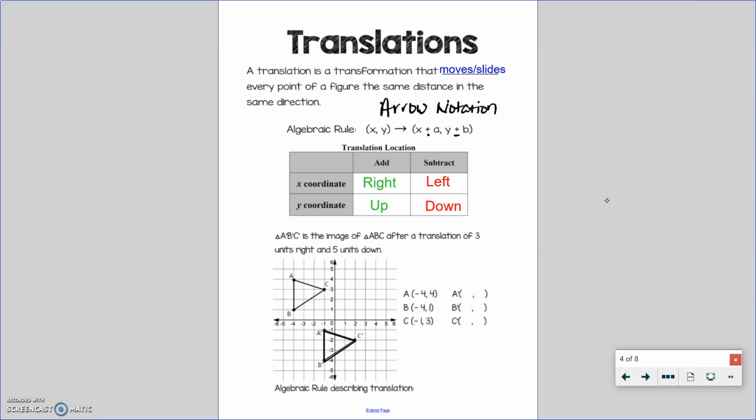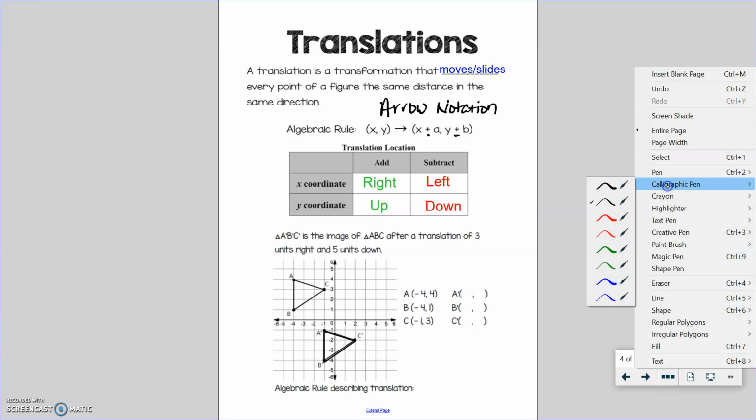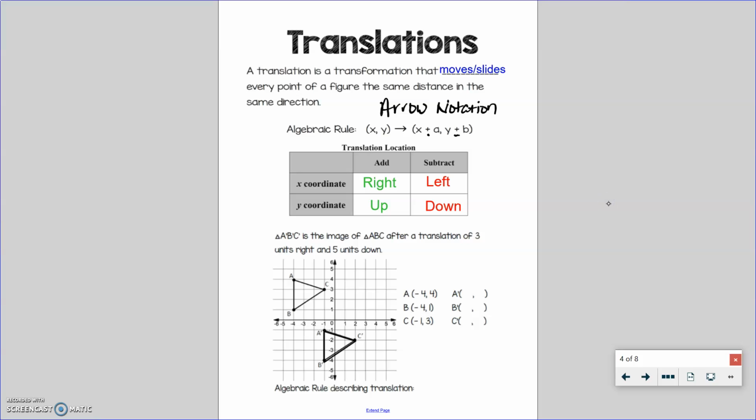So now we're going to write our coordinates for A prime, B prime, C prime. So A prime is now at -1, 1... -1, -1. B prime's new location is at -1, -4. C prime's location is at 2, -2. Okay, so we have the new location of triangle A prime, B prime, C prime.